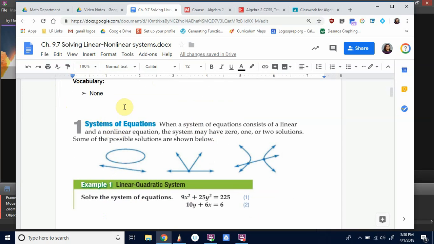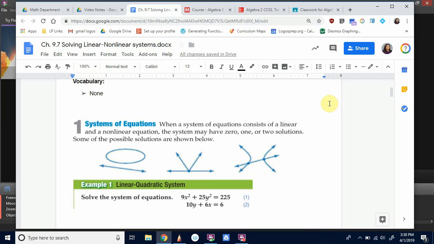So when we're solving a system with one linear equation and one nonlinear equation, here are our possibilities. These are just some examples, but we could have zero solutions where they never cross. We could have one solution where they cross at one point, or they could cross at 2 points and have two solutions. So these are the possibilities.